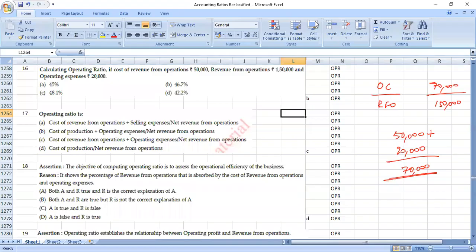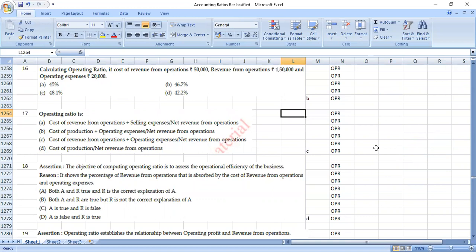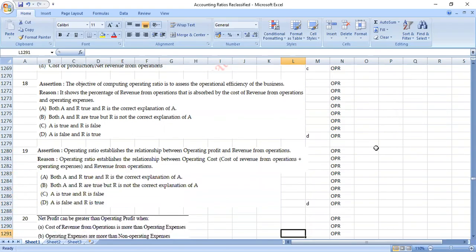Moving forward, my dear children, operating ratio is operating cost divided by revenue from operation. Operating cost is cost of revenue from operation plus operating expense, divided by revenue from operation. So the answer is C. 18th question.